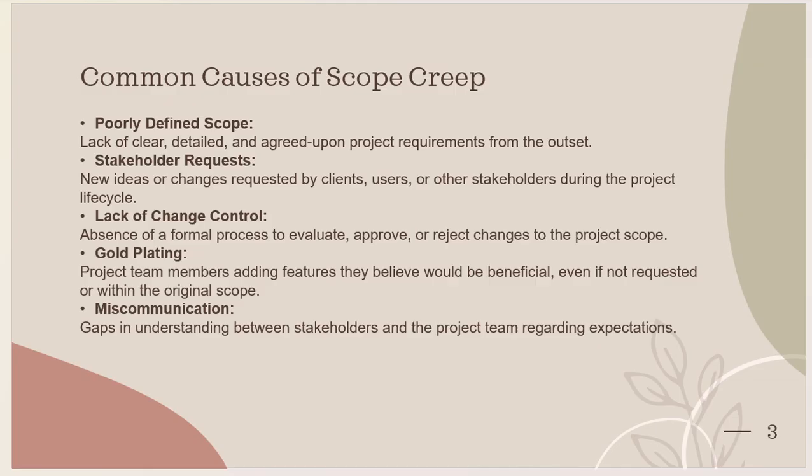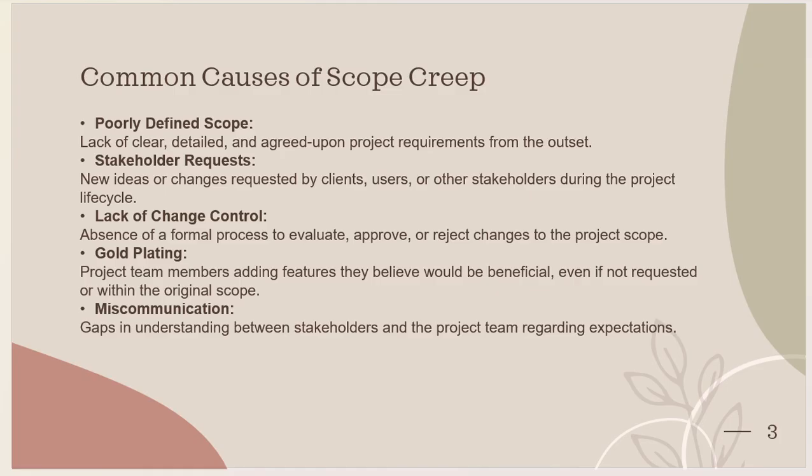So, common causes of scope creep: poorly defined scope, stakeholder requests, lack of change control, gold plating, and miscommunication. Poorly defined scope means a lack of clear detail and agreed-upon project requirements at the outset. If there is a lack of requirement gathering, and the business users are not able to give clear and objective requirements, they will continuously add new requirements. That's a common cause of scope creep.